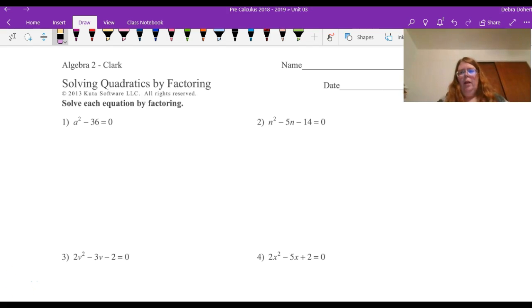Hello, ladies and gentlemen. We're getting ready to start Unit 3, Lesson 1. We're going to be solving quadratics by factoring.